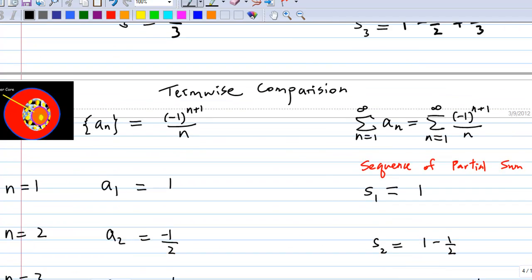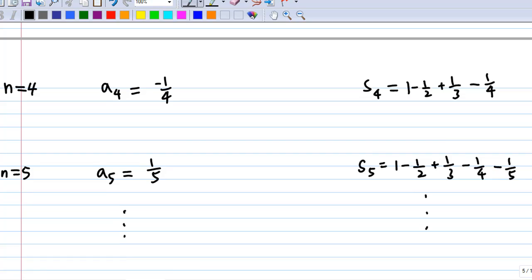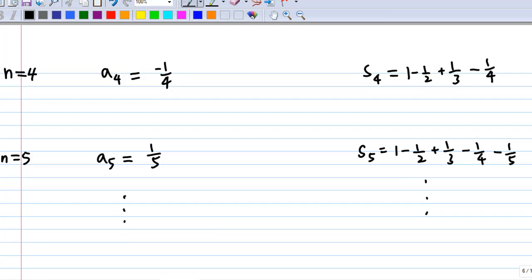We can continue to find what happened when n equal to 4. a4 is minus 1/4. s4 is 1 minus half plus 1/3 minus 1/4 for the sequence of partial sum. And then n equal to 5. The fifth term, a5, is 1 over 5. And the partial sum of the first 5 terms is 1 minus half plus 1/3 minus 1/4 plus 1 over 5. And we can continue this forever.